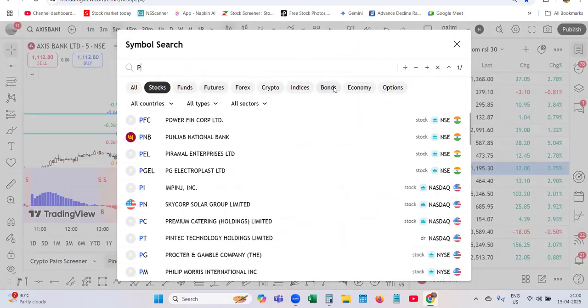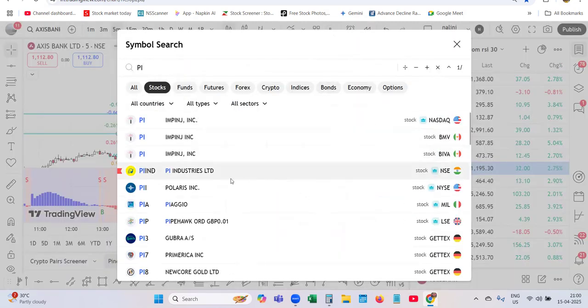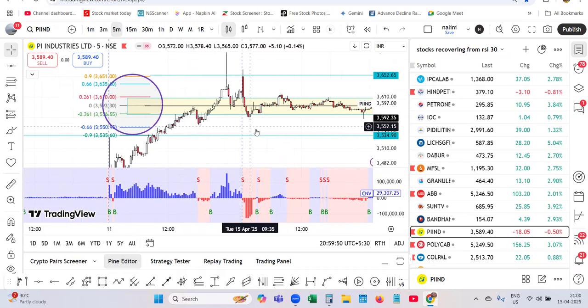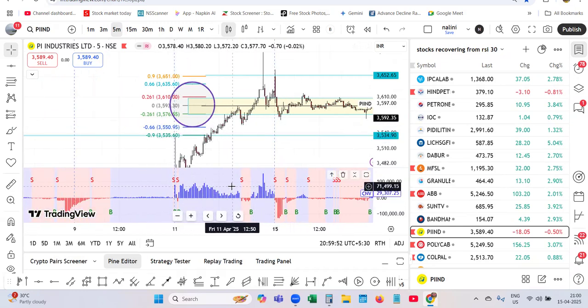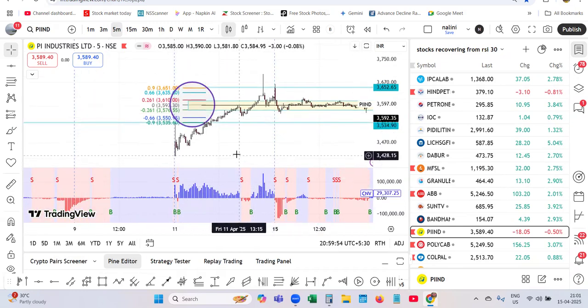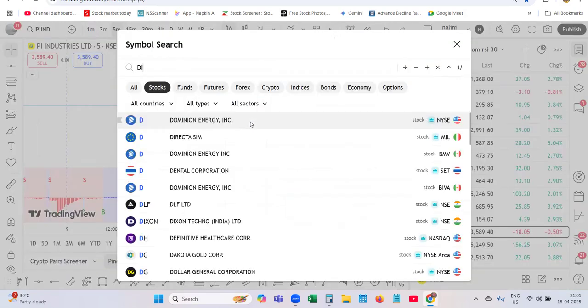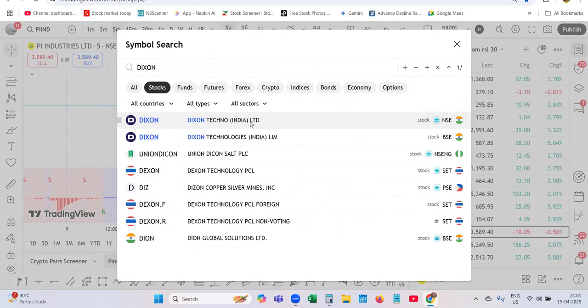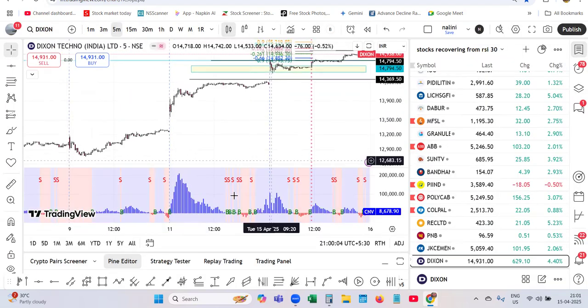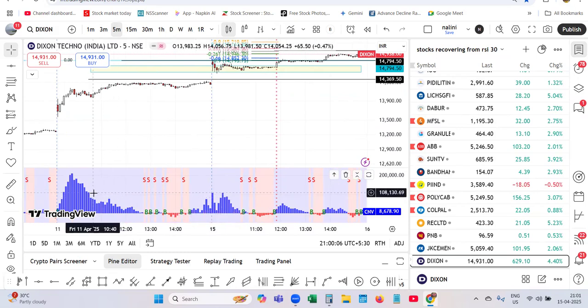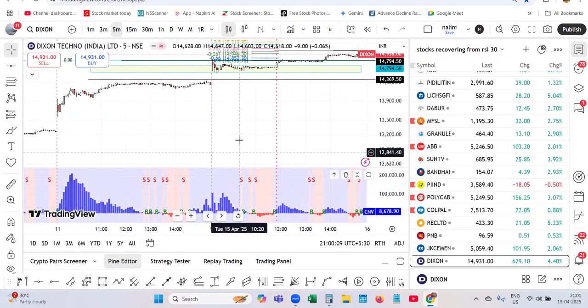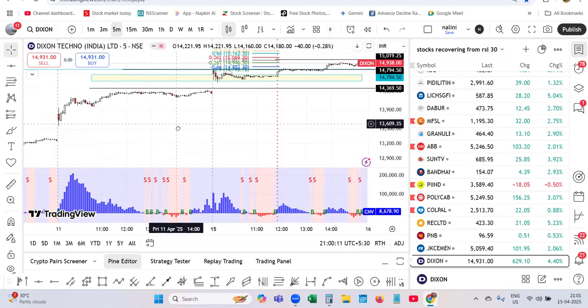Whereas if I go back to Pi Industries that came yesterday, see the volume here? From the beginning, it started moving. Today, it was a corrective day. Let me go to Dixon Technology, which came yesterday. You can see yesterday the volume peaks, so many. There is a lot of momentum.